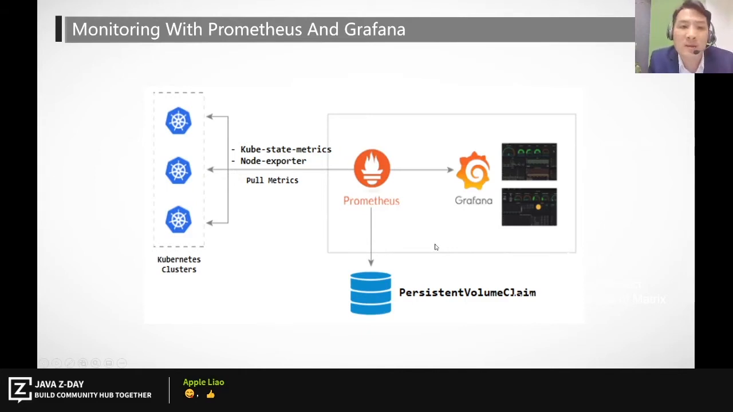Okay, let's see the simple architecture for the monitoring. Here on the left side, Kubernetes will have the metrics, and Prometheus will pull the metrics and store them in the persistent volume. Grafana is used for the dashboard.